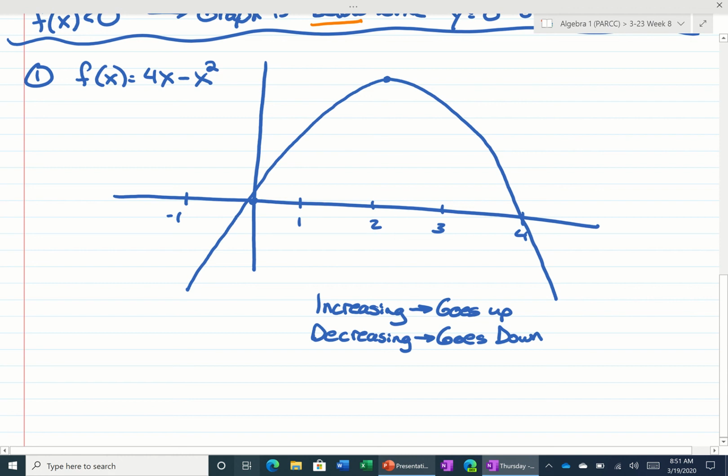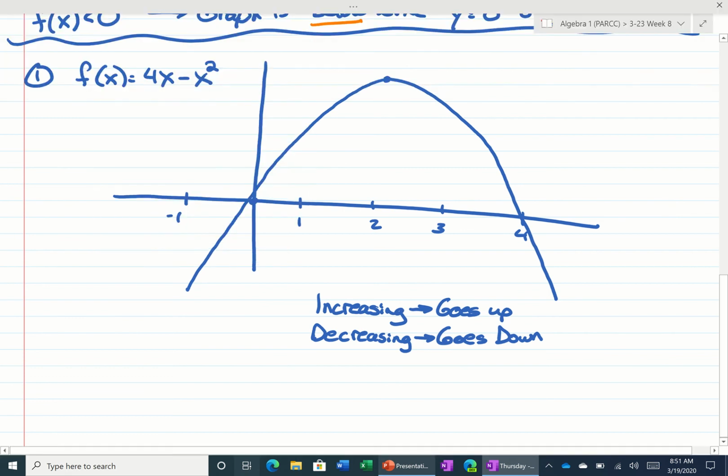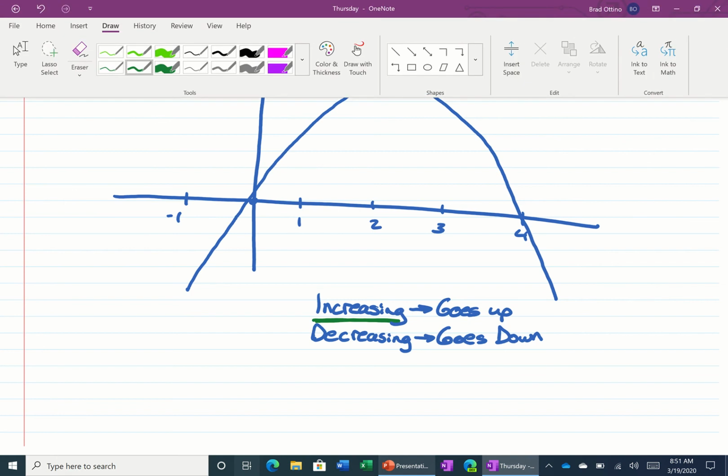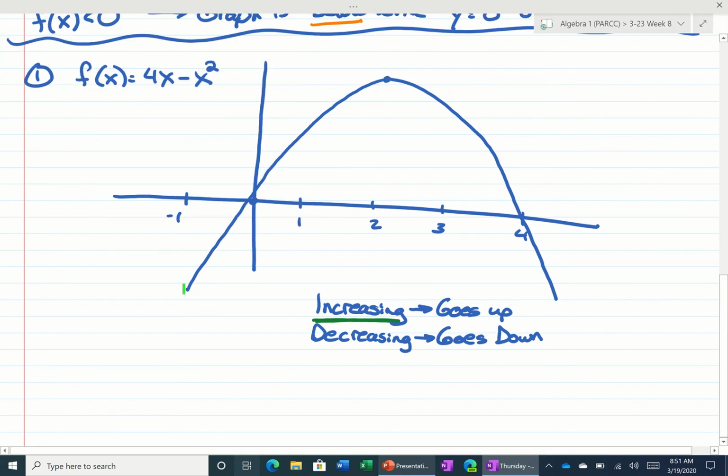So I'm taking a look at my graph, and for increasing, I'll use green. It looks like the graph is increasing over here. So let's highlight where it's going up. It's highlighted, the graph is going up here. That's where the graph's going up.